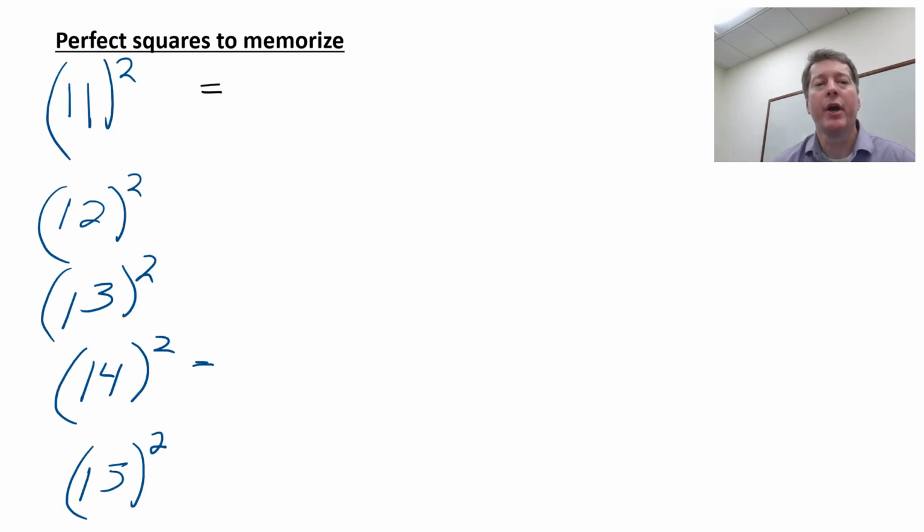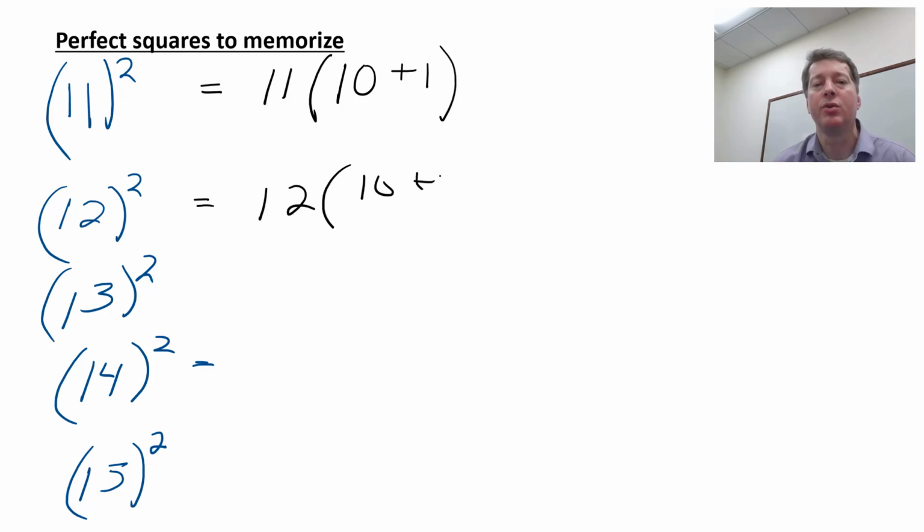Let's talk about some perfect squares that it's really good to memorize. You probably remember all the perfect squares from 1 to 10, but how about some bigger numbers? These are really good to memorize. 11 squared. If you forget it, the easiest thing to do, this is the same thing as 11 times 11, but that is the same thing as 11 times the quantity 10 plus 1. And 12 squared, the same as 12 times the quantity 10 plus 2, etc.